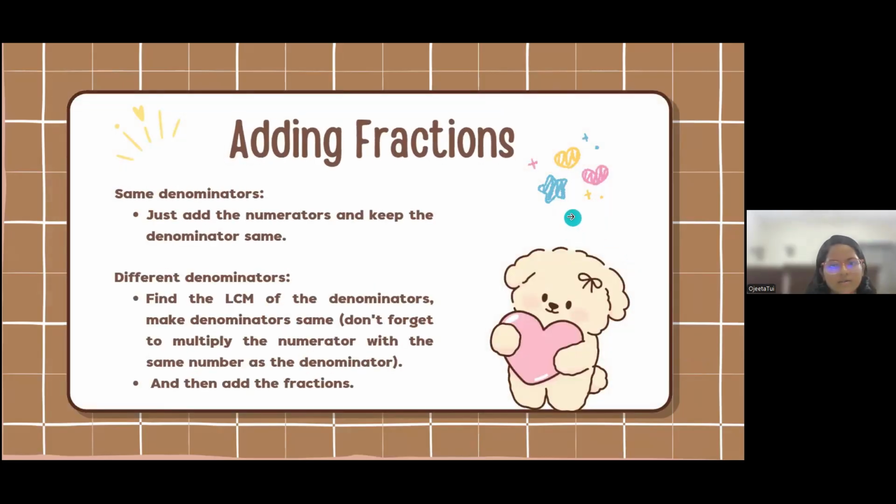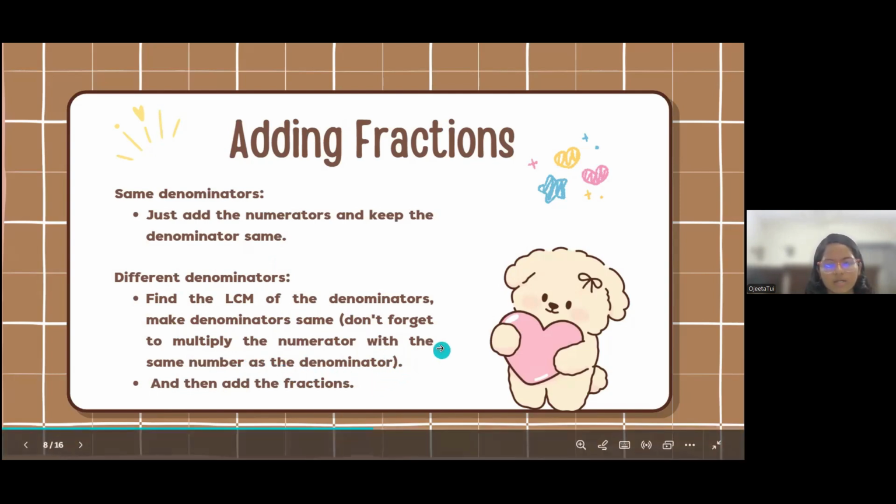Adding fractions. When we are adding fractions, if the denominators are the same, just add the numerators and keep the denominator the same as before. If we're dealing with different denominators, then find the LCM of the denominators. Make the denominators the same. Don't forget to multiply the numerator with the same number as the denominator.